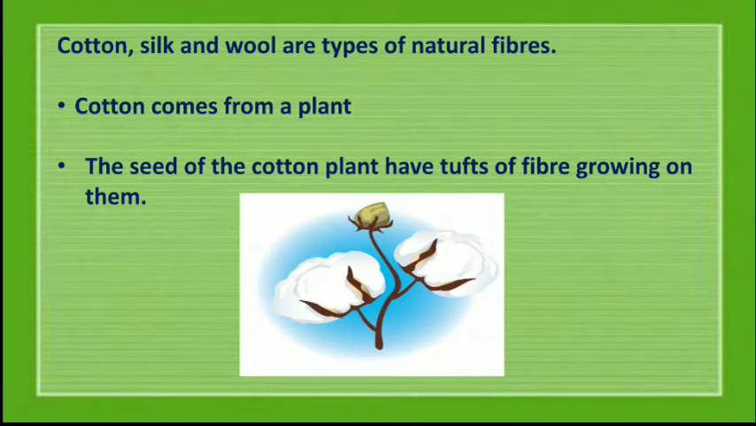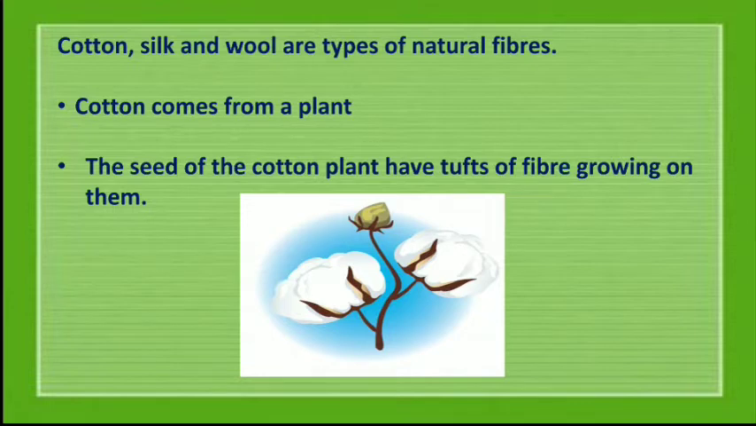We get cotton from cotton plants. The seeds of the cotton plant have tufts of fiber growing on them. Actually, cotton is a soft, fluffy fiber that grows in a protective case around the seeds of the cotton plants. This fiber is then spun into yarn or threads.